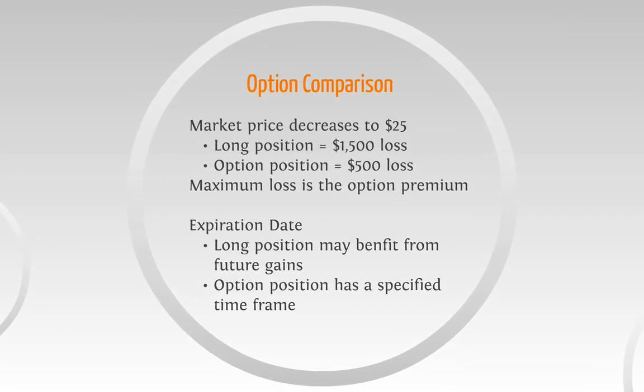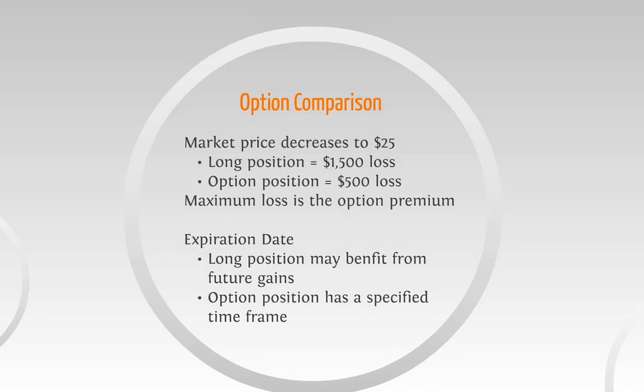And in the case of a downturn in the market price down to $25, we see that the long position has lost $1,500, but the option position can only lose the premium that they've paid for that option. So they can only lose that $500. So they're doing better than the investor who took out a long position, at least in the short term, up to that expiration date. The long position could still benefit from future gains since they still hold the security, but the game is up for our option holder.